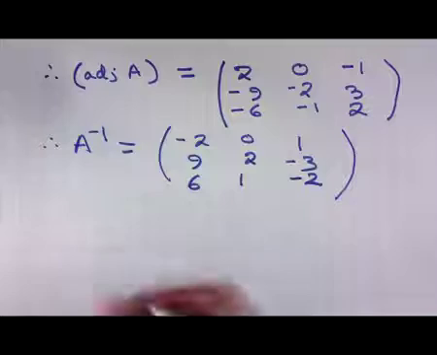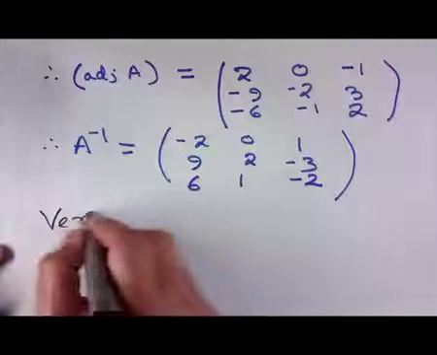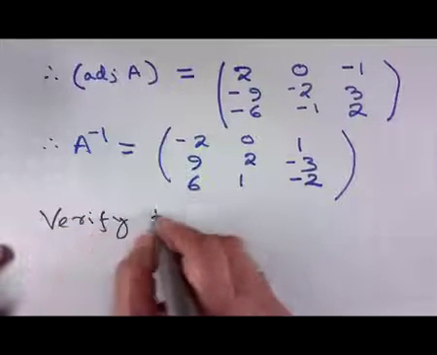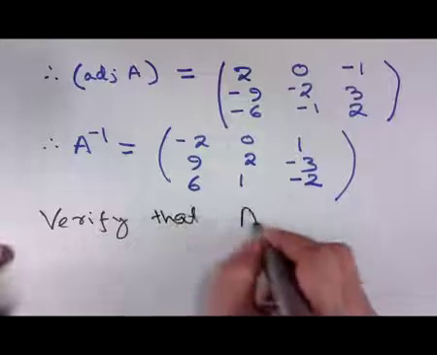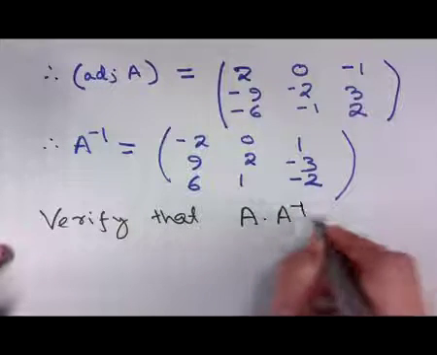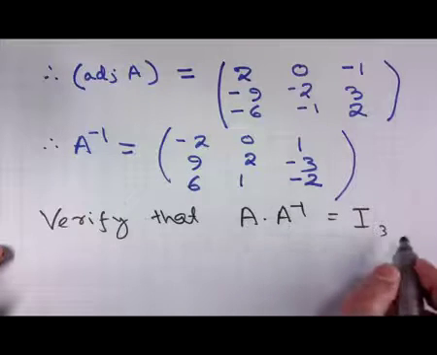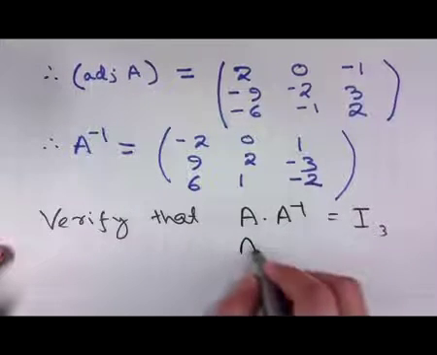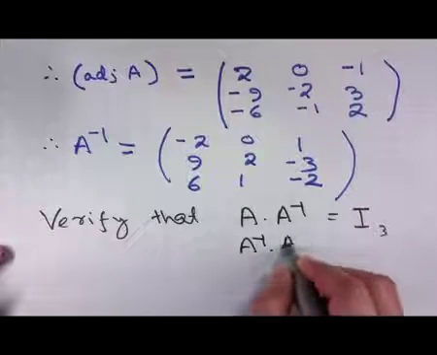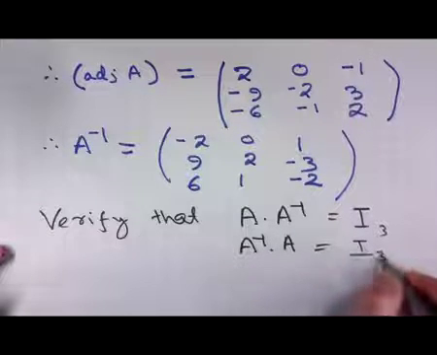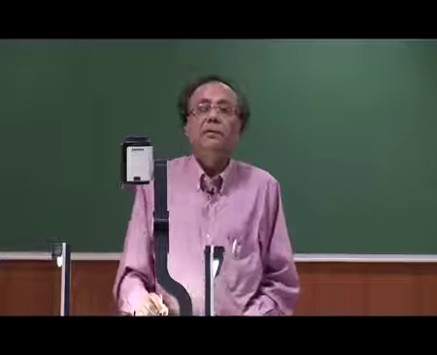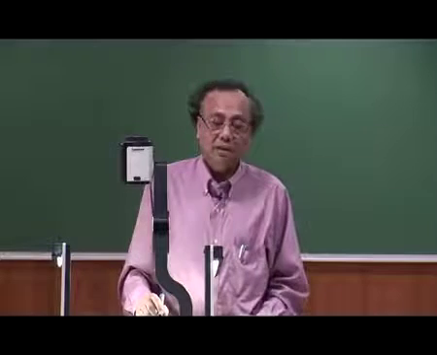Verify that A times A inverse is equal to I3, that is identity of order 3, and A inverse dot A is also I3. This I leave as an exercise for you.